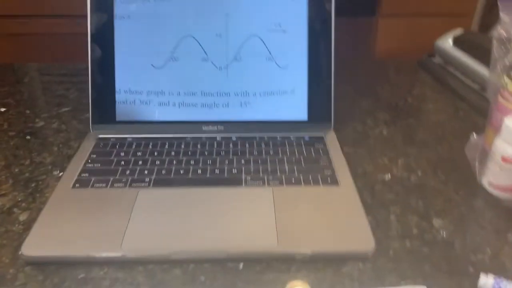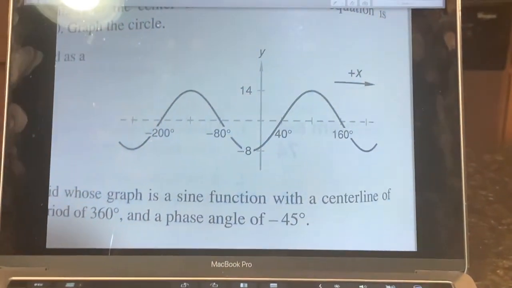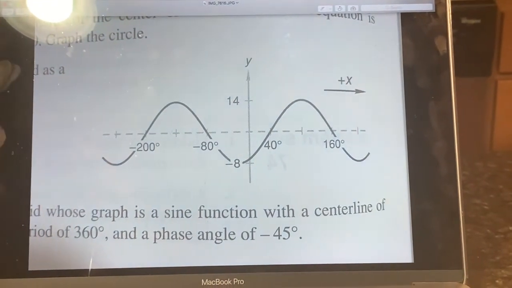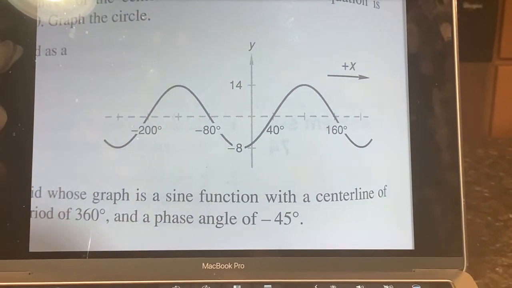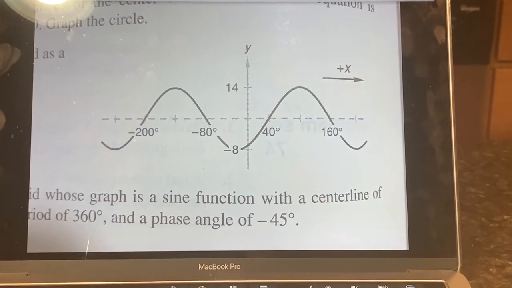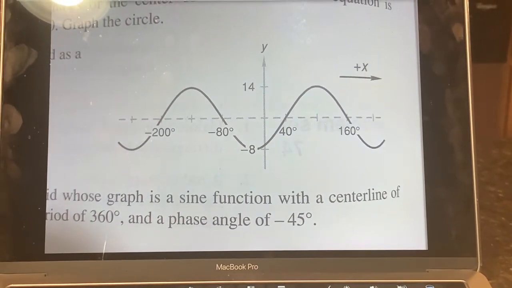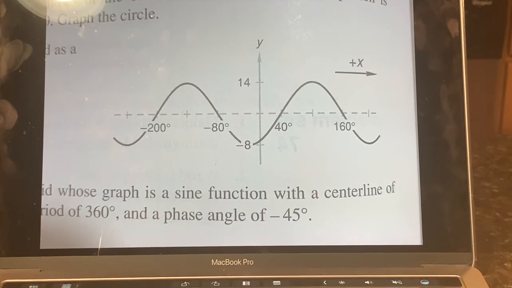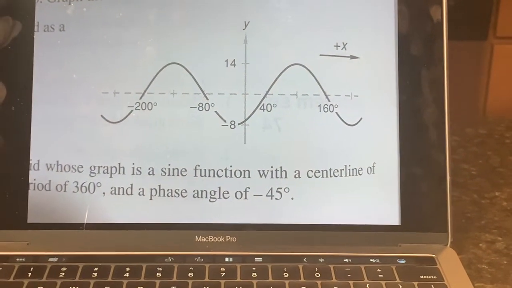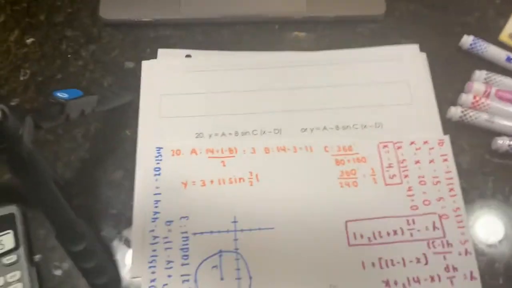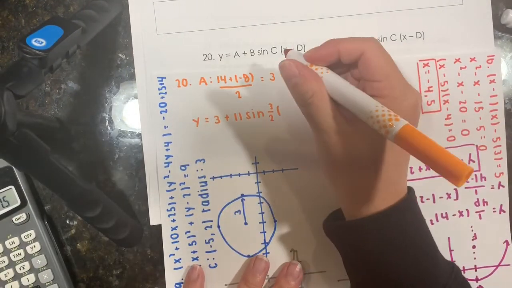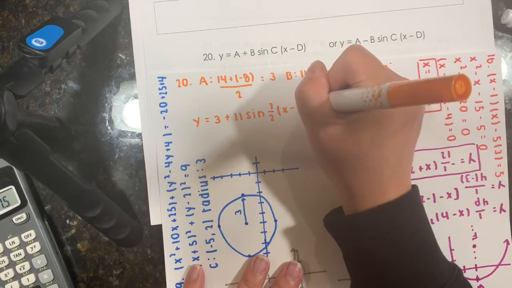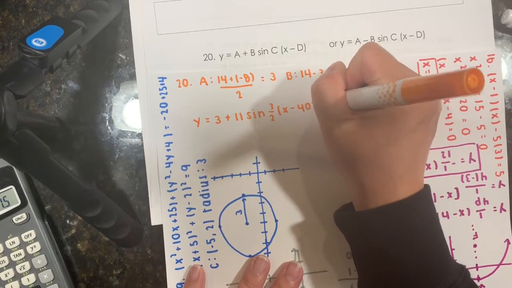So currently it's sloping up through 40 degrees. We want it to slope up at 0 degrees. So we need to shift this whole graph in the negative direction, -40. So it's currently sloping up at +40. We want it to slope up at 0. So we're going to do -40. So we have x minus 40.